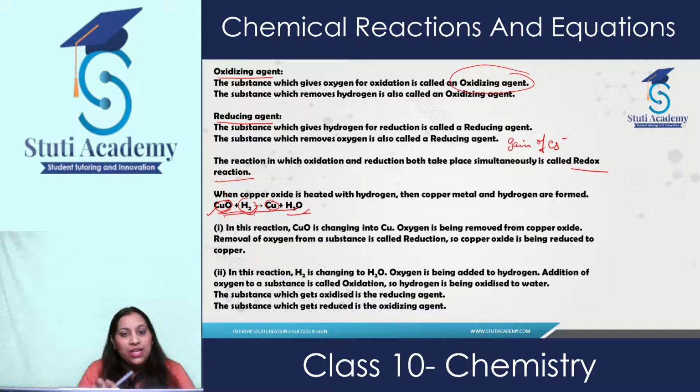And when these two reactions take place together, it is a redox reaction. I hope this is clear to everyone. I'm repeating again because this is a very important topic, a very important reaction. When an oxidation reaction and a reduction reaction take place simultaneously, that kind of reaction is known as a redox reaction. When you are giving an example of a redox reaction, you can give this example and then explain which one is the reducing agent and which one is the oxidizing agent.